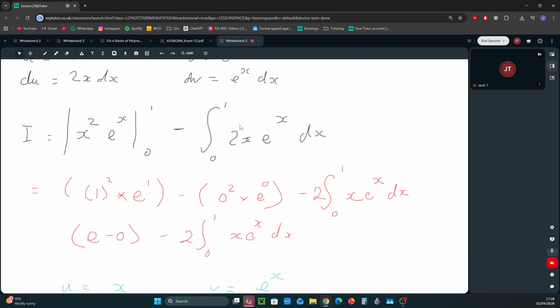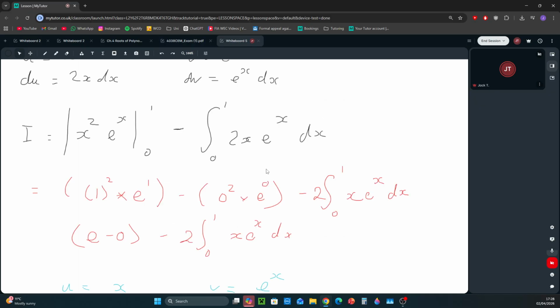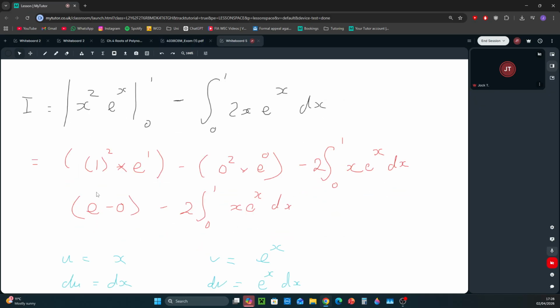And because I've got a constant of 2 here, you can pull that out. So I've just got 2 lots of the integral from 1 to 0 of x e to the x. In the exam, it wanted you to do this as part A. I'm just doing this all as one question, which is one massive 10 marker, just because it's actually not that bad. So we've now got e minus 0, so just e, take away 2 lots of the integral from 1 to 0 of x e to the x.